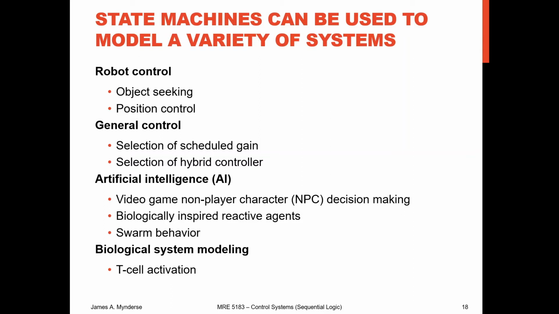I've seen mentions of using them for artificial intelligence. So if you're into video games and you want to have decision making for non-player characters, certainly that's an option. I also see reactive agents, biologically inspired reactive agents, swarm behavior, often defined using ants. You can do that all with state machines. And then I also saw a good example of biological modeling with T-cell activation. So I'll show you a couple of quick examples of these.